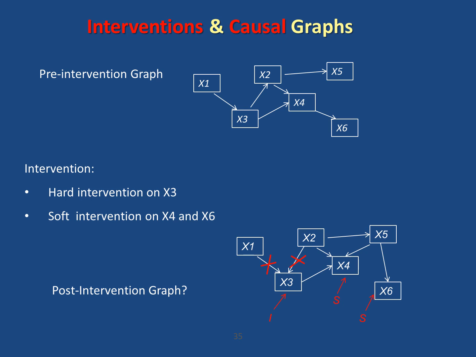Okay, take the same example and now consider a different intervention where I do a hard intervention on x3 and a soft intervention on x4 and x6, and write down the post-intervention graph. The arrow's gone from x1 to x3, okay? Good? Everything else stays the same?